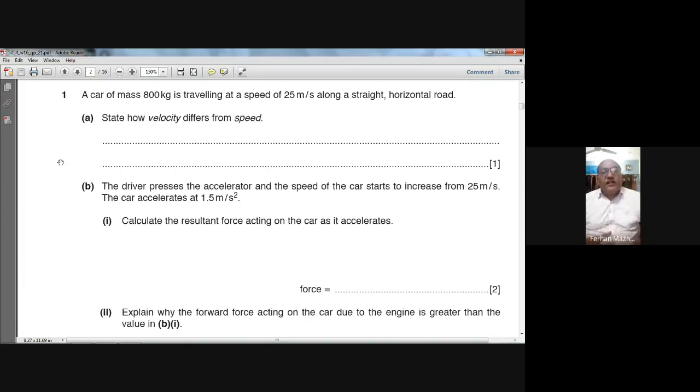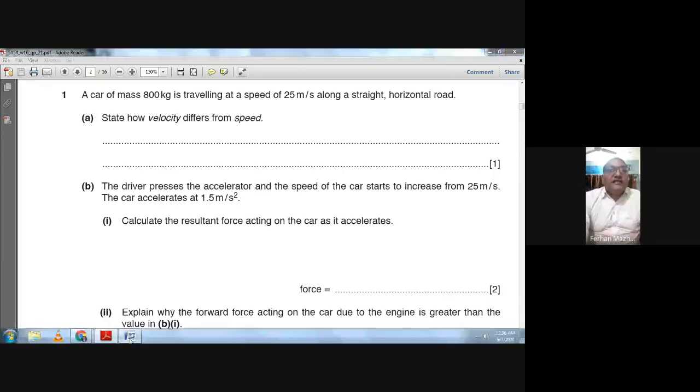The difference between the velocity and the speed, one difference can be that the velocity is a vector quantity and the speed is a scalar quantity. Another difference can be that the velocity is the rate of change of displacement, while the speed is the rate of change of distance. So you can write any one.